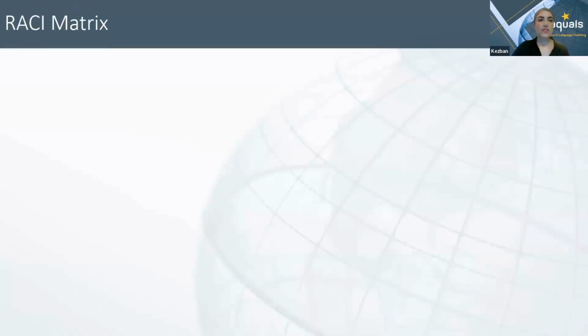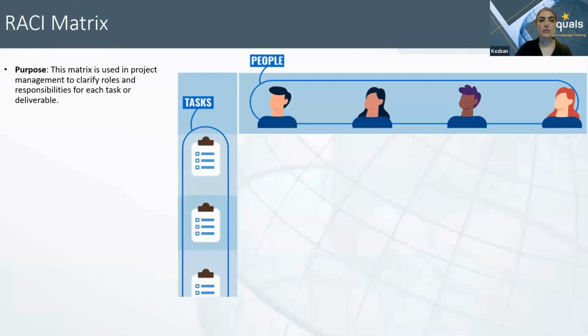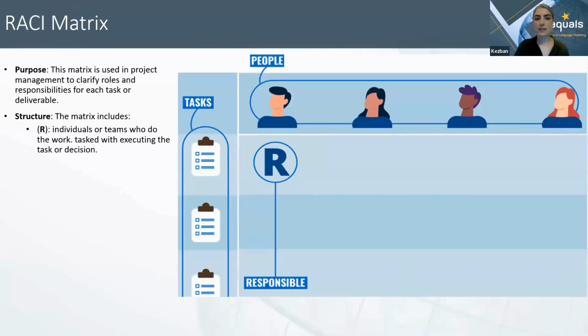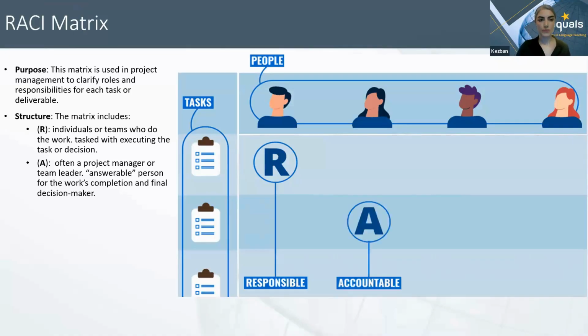And the third type of matrix I would like to now focus on is called the RACI Matrix. So this matrix is used in project management to clarify roles and responsibilities. So when we have a project at hand, we have tasks, obviously, and we have people. So this matrix helps with identifying who is going to be doing what. We have R as responsible people. These are the individuals, teams who do the work. They are tasked with executing the task.